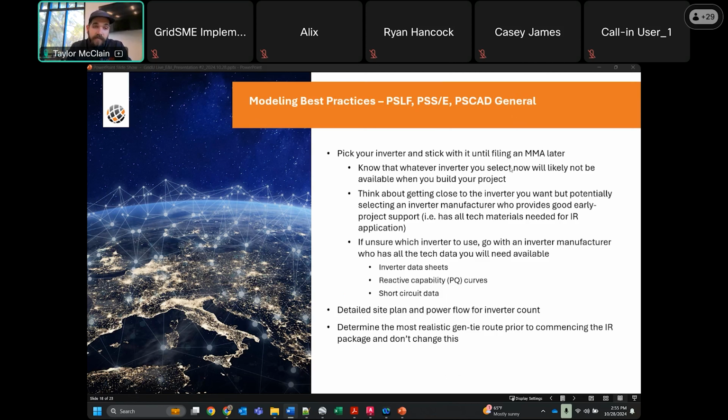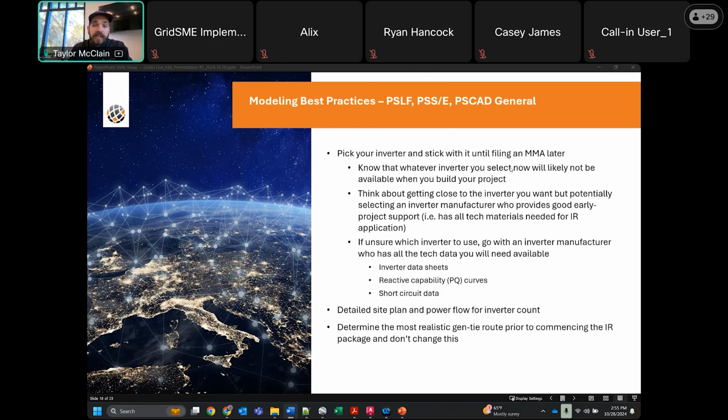If you get 50% of the way through the interconnection request, you have a pretty good package pulled together, and you're getting ready to submit it, unless you have a really, really good reason that you need to change the inverters, for the sake of time, it's definitely best to just go ahead and stick with that inverter. You can file an MMA at a later time, and you can change that later on down the line.